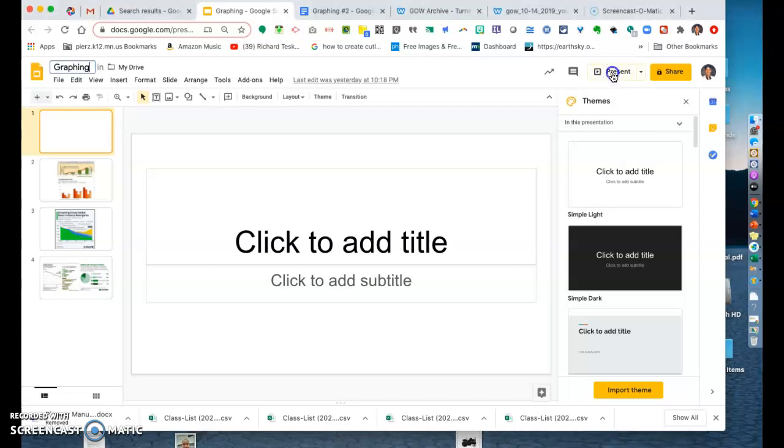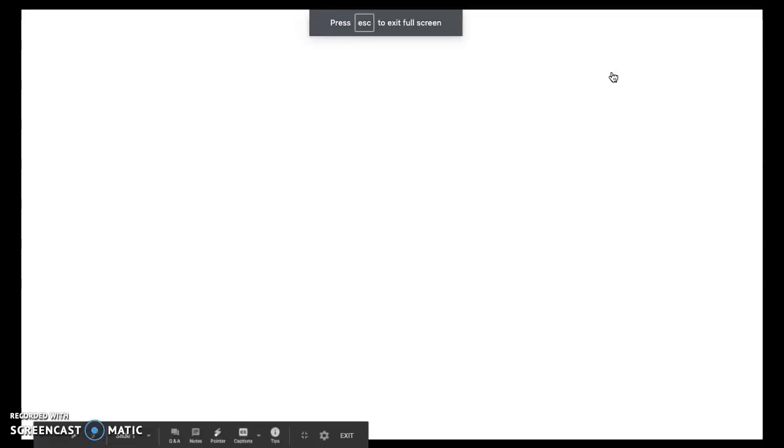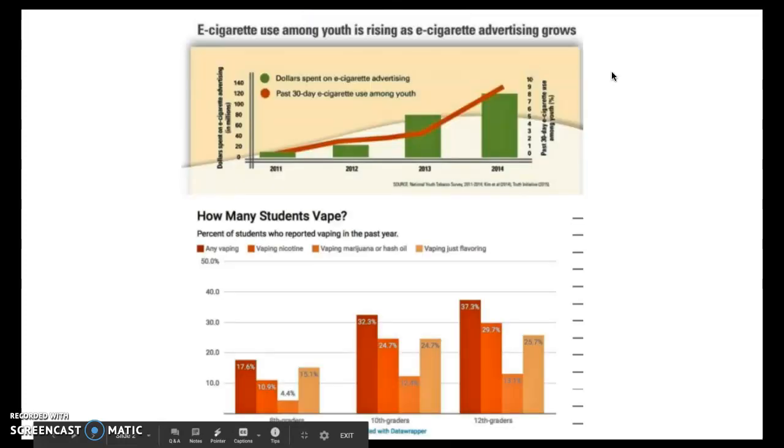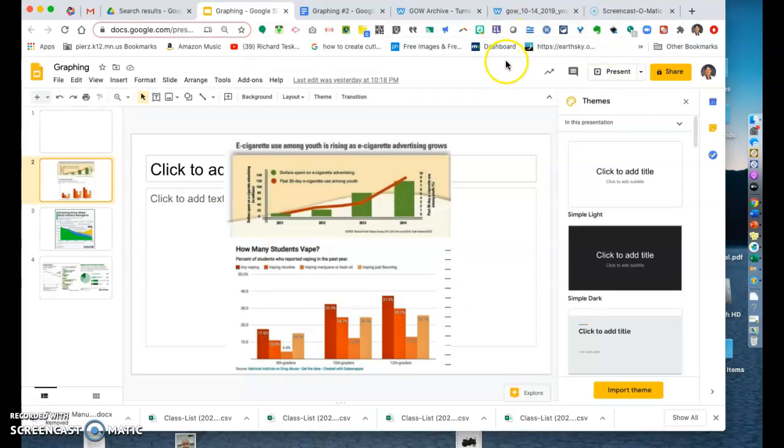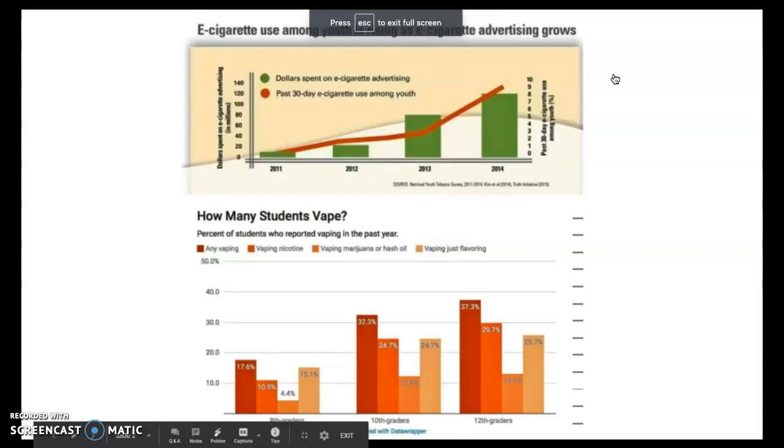Good morning, or good afternoon, depends on what time of day I have you. Seventh graders. So, what we are going to be doing is just going through a few graphs.